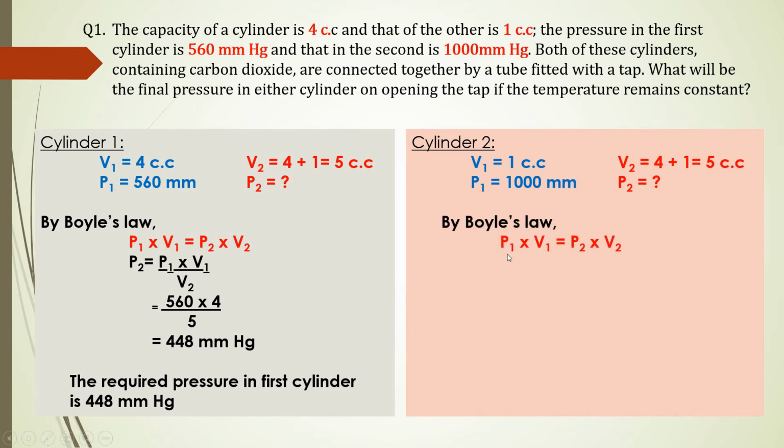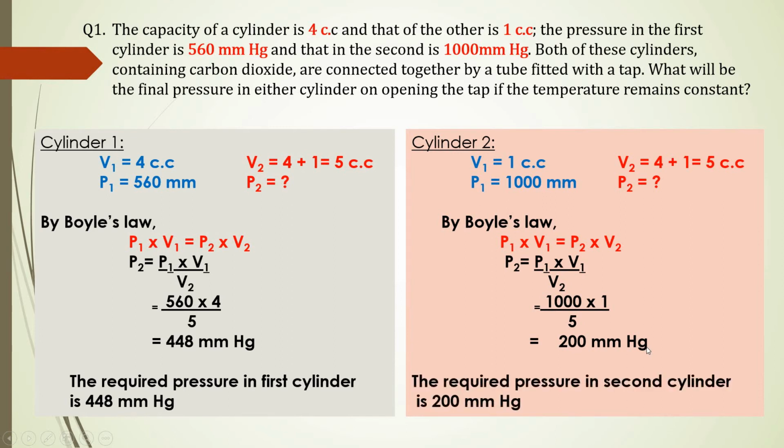Again, here by Boyle's law we have P1 into V1 equals P2 into V2, which is a constant. Now we need to find P2, so we'll rearrange and we'll get P2 equals P1 into V1 divided by V2. Now we substitute the values of P1, V1 and V2, and we get 1000 into 1 divided by 5. So when we solve this, we get 200 millimeter of mercury. Therefore, the final pressure in the second cylinder is 200 millimeter of mercury.